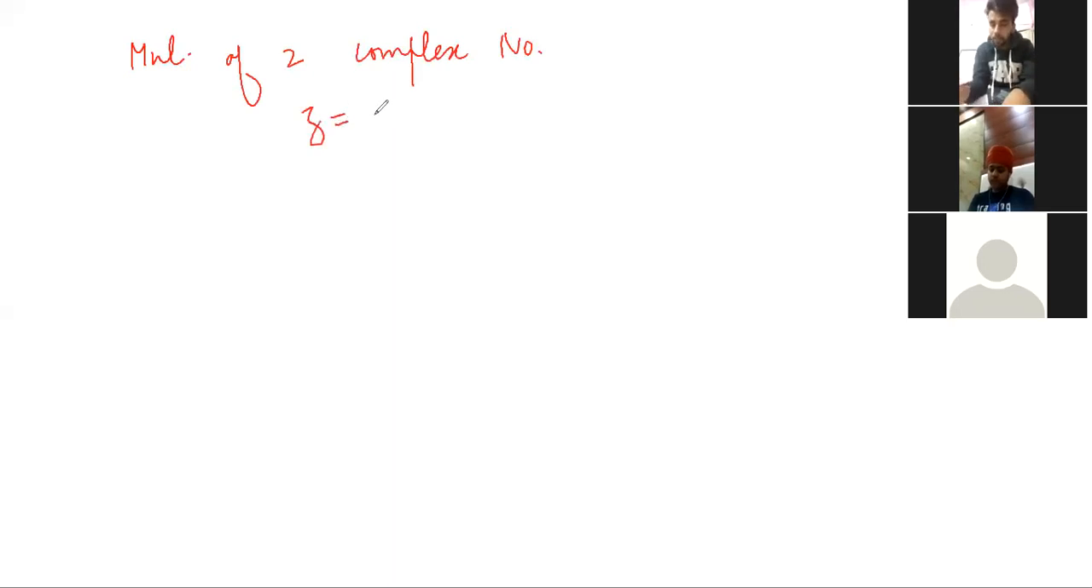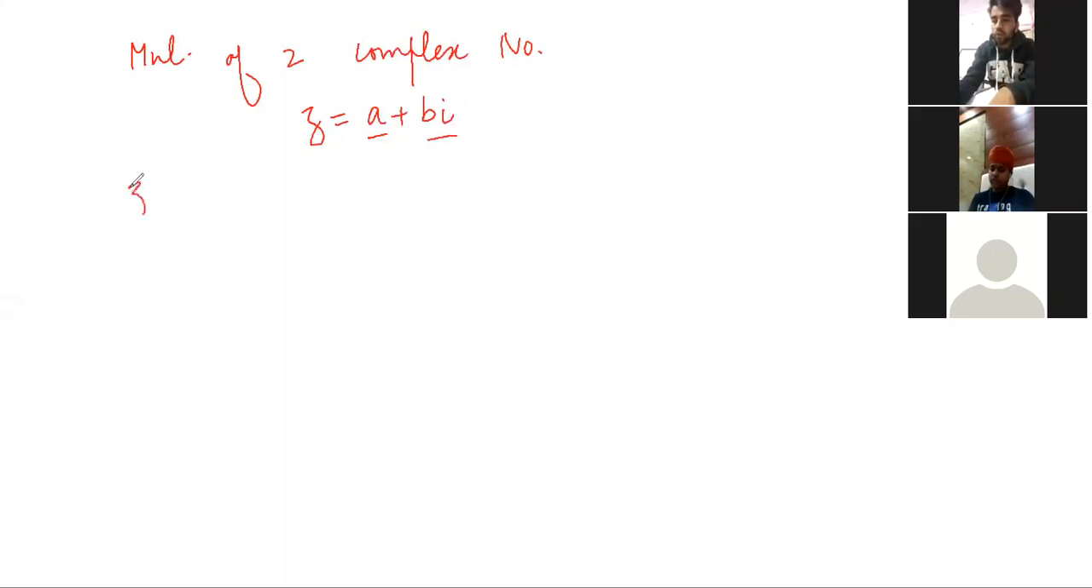Alright students, today I'm going to teach you how we can multiply two complex numbers. Something very interesting. So I'll write multiplication of two complex numbers. Everyone knows a complex number can be expressed in the form z = a + bi, where a is the real part and b is the imaginary part. You also call it the complex part.